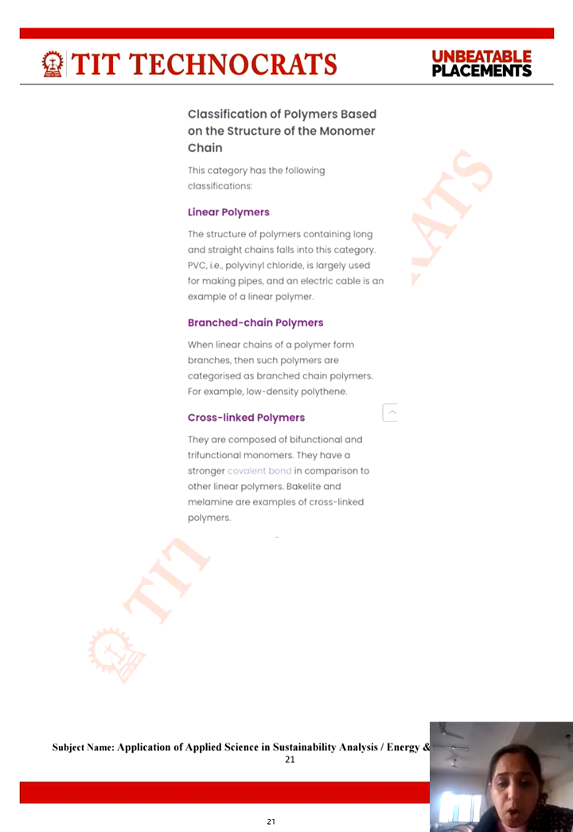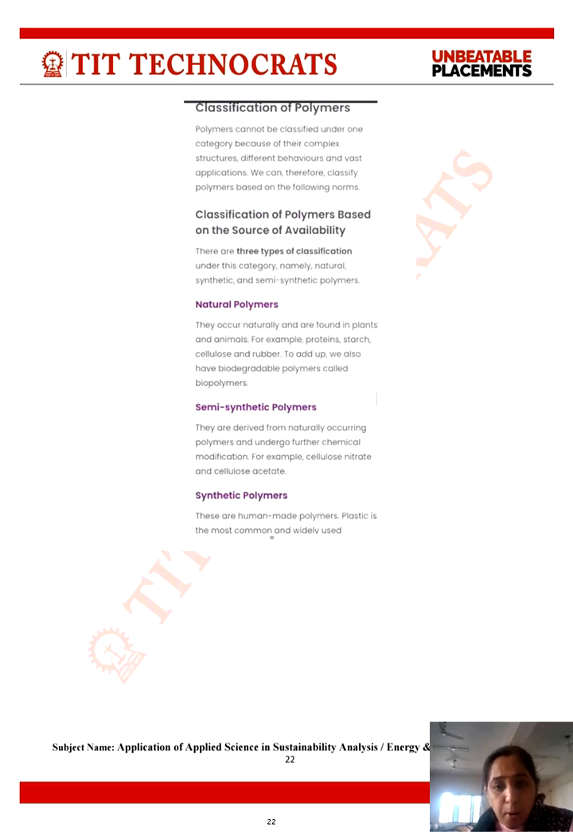Now next is cross-linked polymers. They are composed of bifunctional and trifunctional monomers. They have stronger covalent bonds in comparison to linear polymers. Bakelite is the best example of cross-linked polymers.